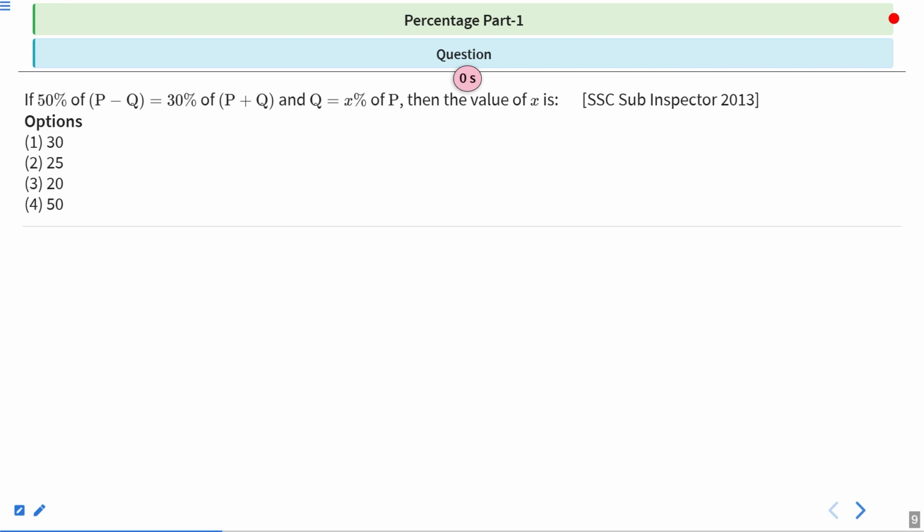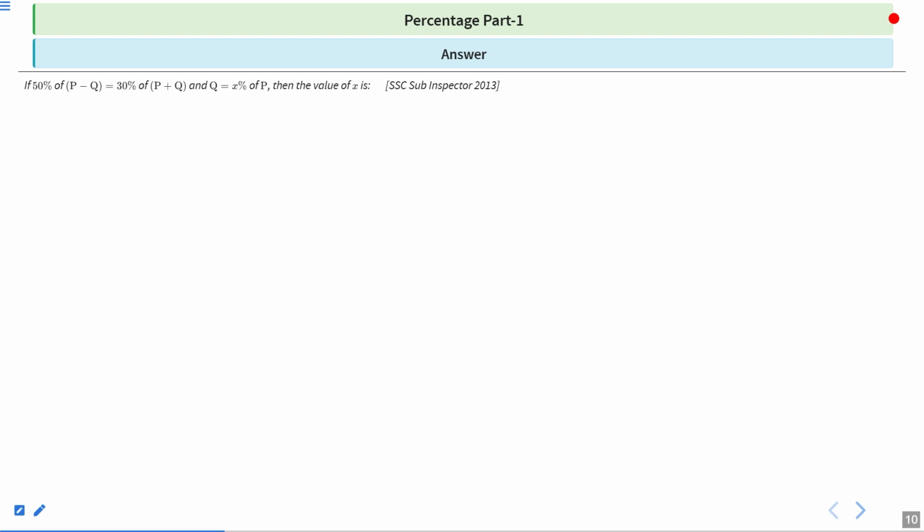Now time's up. Let's see the solution of this question. The question says that 50% of P minus Q is equal to 30% of P plus Q. It is also given that the relation between Q and P is Q is equal to X% of P. So what will be the value of X? The correct answer of this question is 2, which is 25.